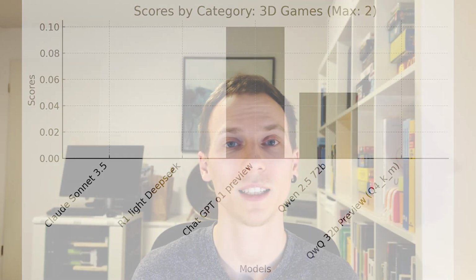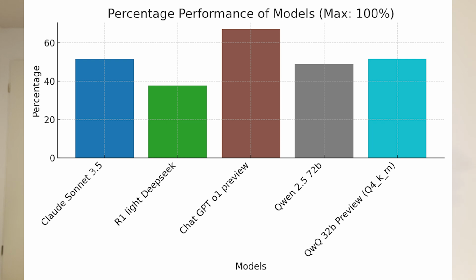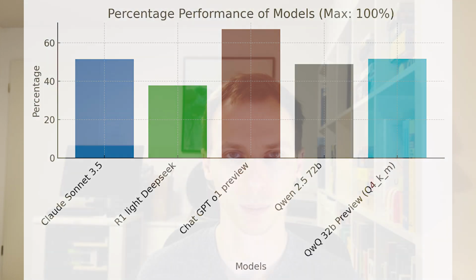Now, if we have a look at the overview, we can also see that O1 Preview is the clear winner, followed by QwQ Preview, which also did great, and then with just a slight difference, on the third place, we got Sonnet 3.5, that's the September version, and also with a really small difference, we got Qwen 2.5 72B in FP16. Now, R1-light really didn't perform great, which we can also see here, and it got on the fifth place.